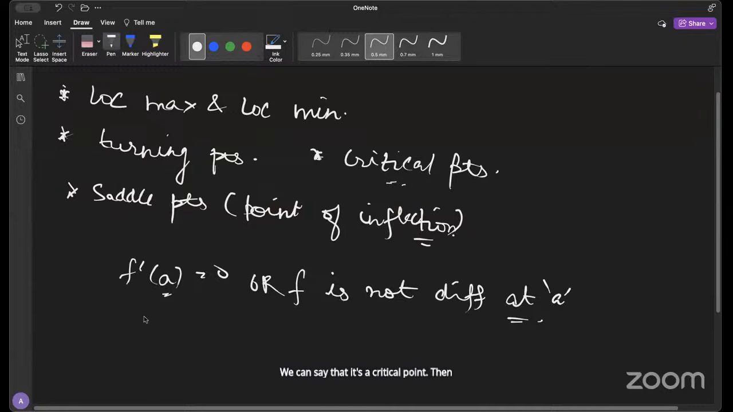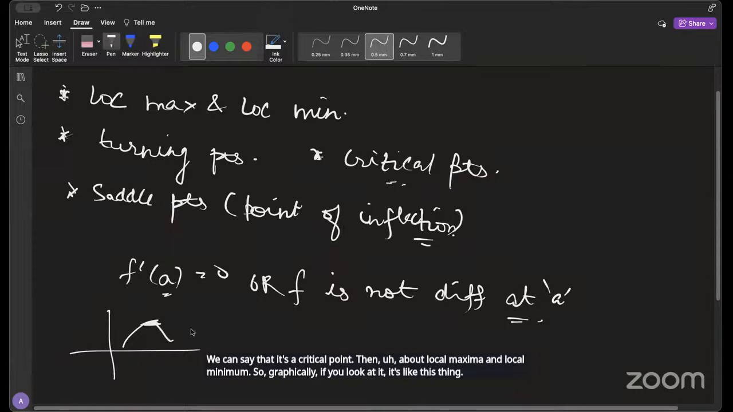Then about local maxima and local minimum. So graphically, if you look at it, it's like this thing where you have a point of maxima, local maxima.